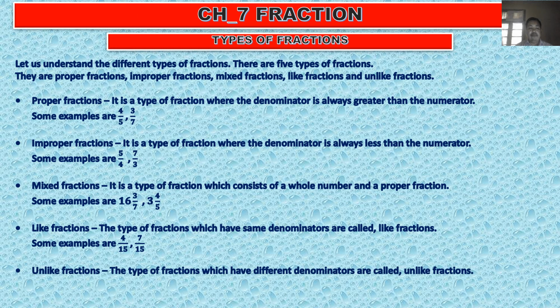And lastly, we have unlike fractions. So what are unlike fractions? Let us see. The type of fractions which have different denominators are called unlike fractions. Once again, please read it. The type of fractions which have different denominators are called unlike fractions. Some examples are given here, like 6 by 27 or 6 by 28. You can see that in this case these two fractions have different denominators, even though they have the same numerator. Because of the different denominators, they are called unlike fractions.